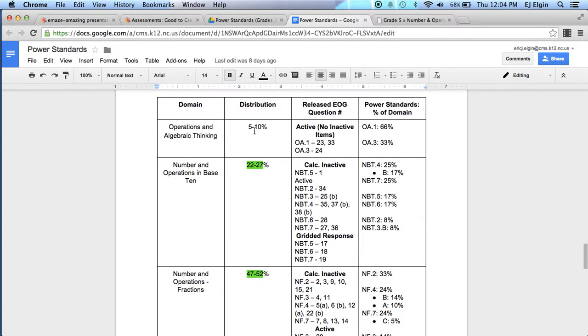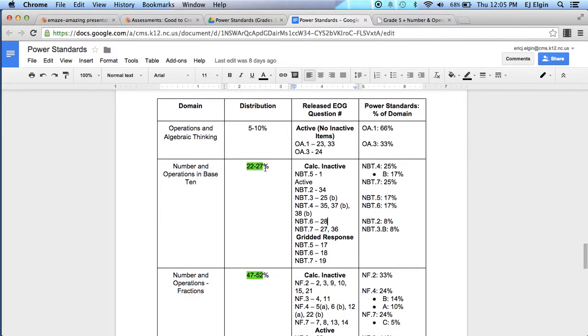As you can see, the domain consists of 22 to 27%. So about a fifth of our test, or a fourth of our test, is going to be on this particular domain. But if I continue to go right, I can see that on the actual EOG, standard 5 had one here and one here, so a total of 2 questions, and then standard 6 had one there and one there. So each standard had 2 questions, which I then put to the side here. So within this domain, 17% of the standards assessed were standards 5 and 6.